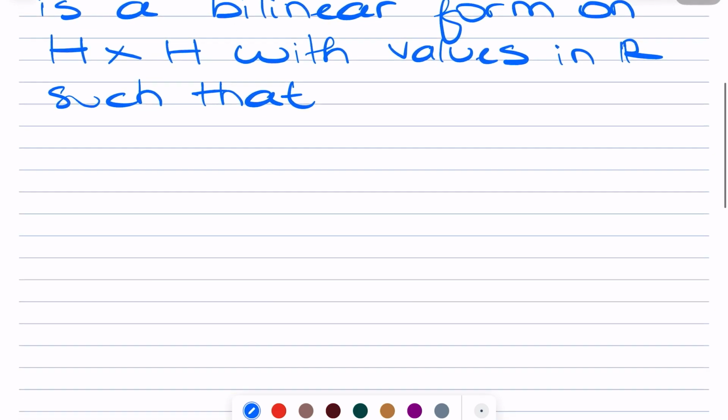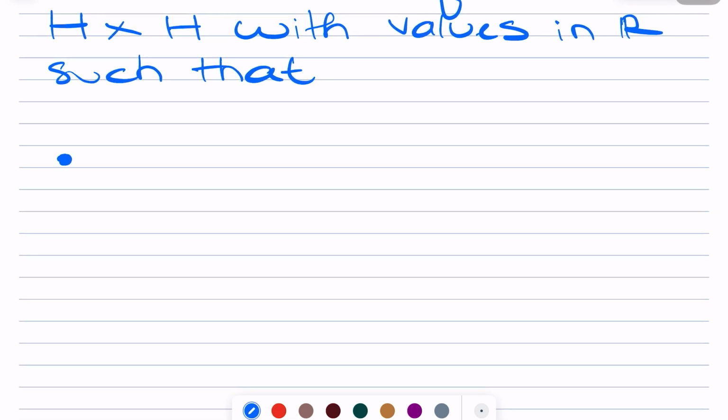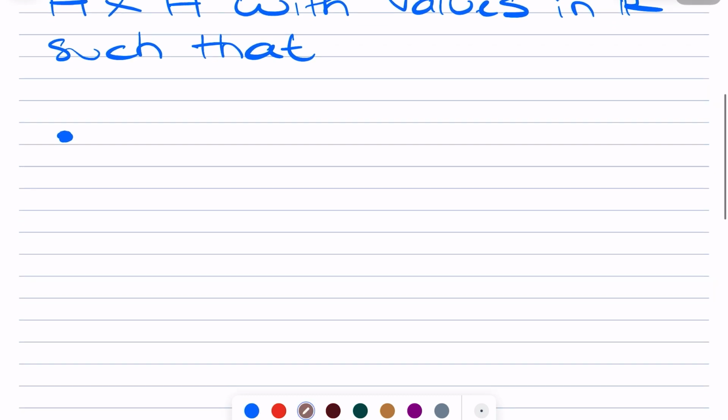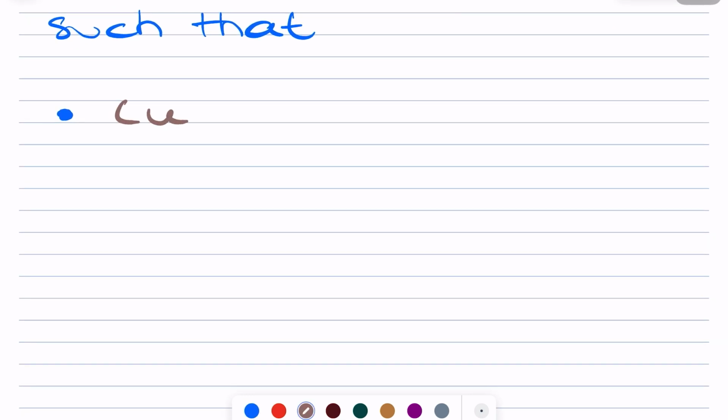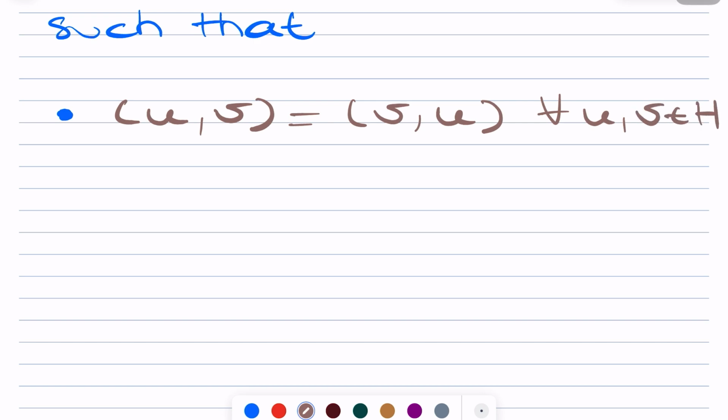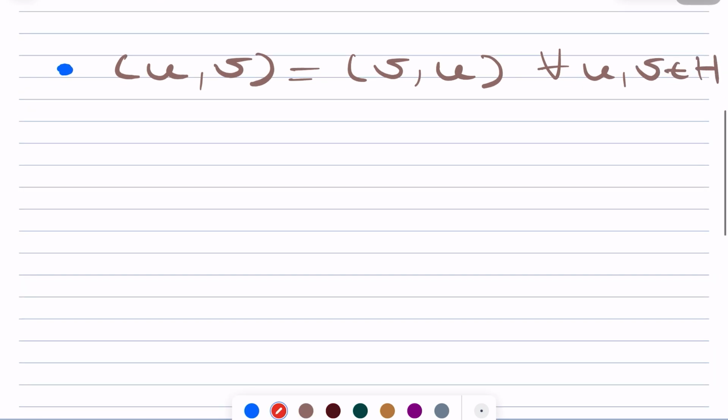Let's use bullet points. First, it is symmetric. The scalar product of u and v is the same as the scalar product of v and u. This holds for every u, v in H. This is the symmetry property.